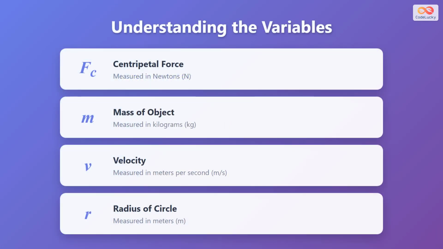Let's break down each variable in the formula. F_c represents the centripetal force, measured in newtons. The letter m stands for the mass of the object, measured in kilograms. The heavier the object, the more force is needed to keep it moving in a circle. Next, v represents the velocity of the object, measured in meters per second. Finally, r is the radius of the circular path, measured in meters. A smaller radius means a tighter turn, which requires more centripetal force.